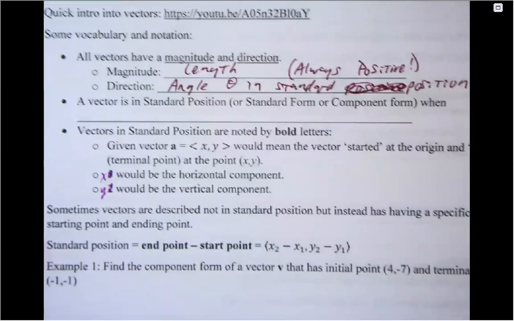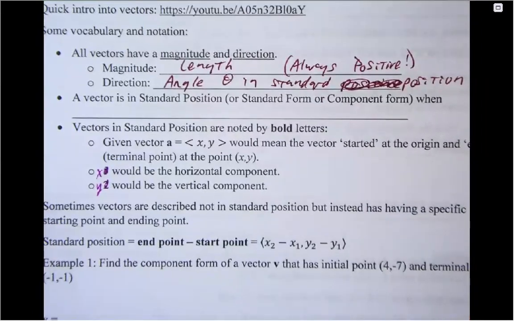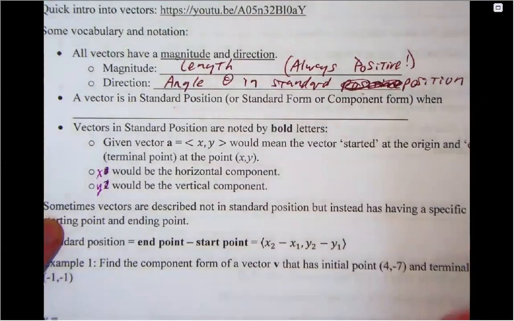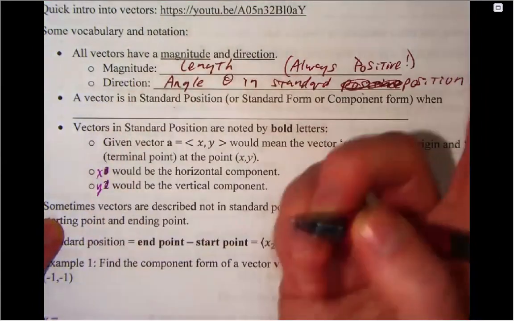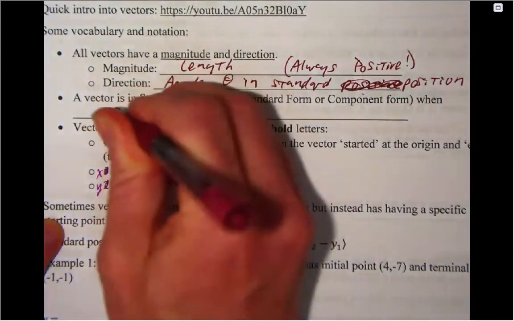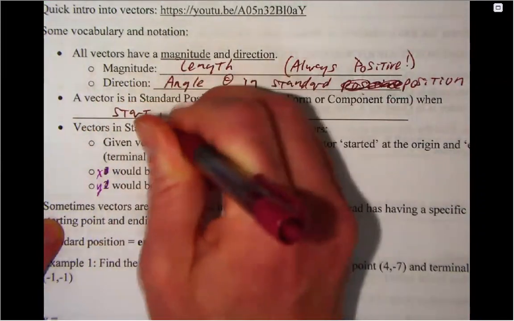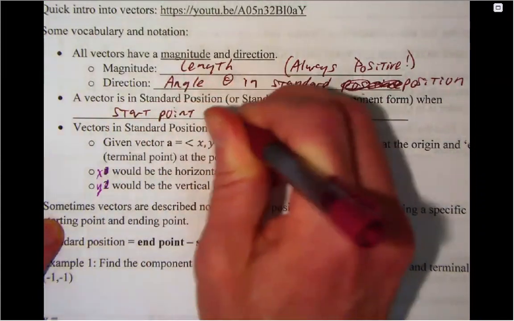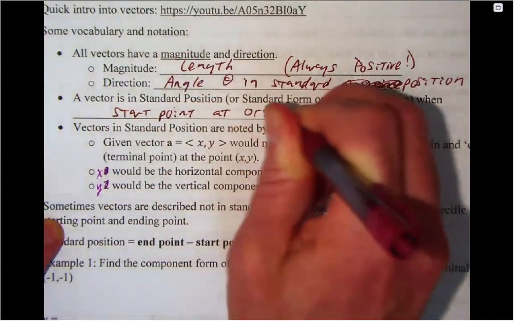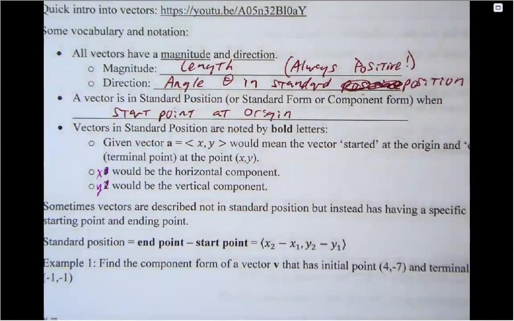And then we talk about vectors being in standard position. Not only the angle in standard position, but the vector is in standard position when the initial point, or the starting point, is at the origin. Now remember, vectors are different from lines or line segments. Vectors have a specific starting point and a specific ending point. That's why they have a direction, and the direction matters, right?